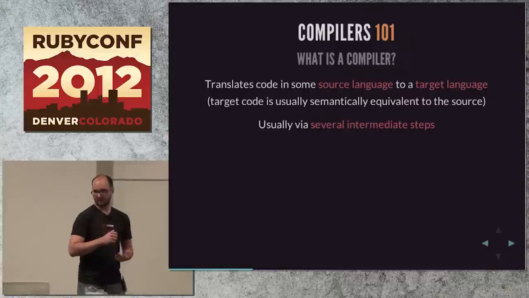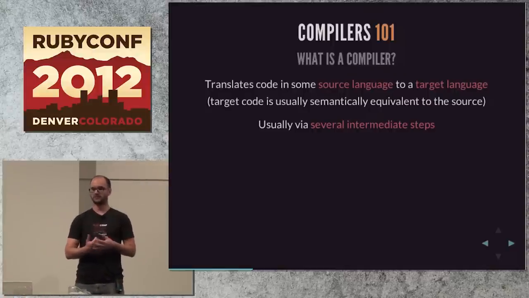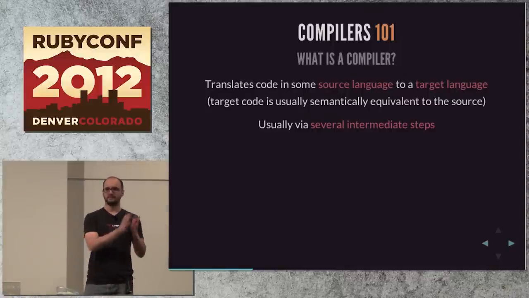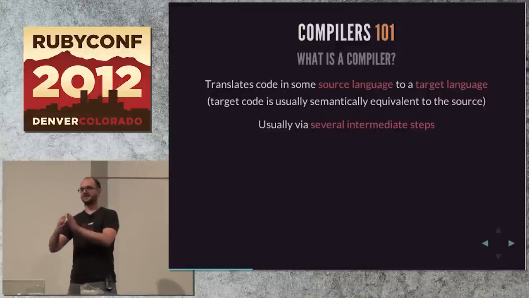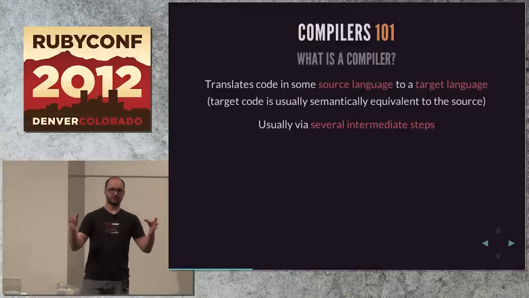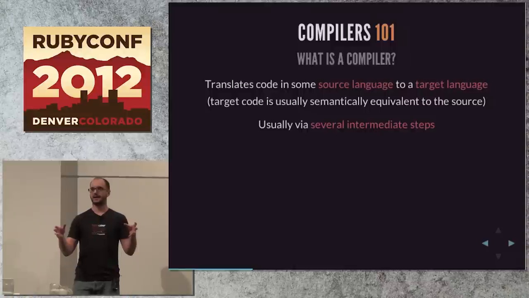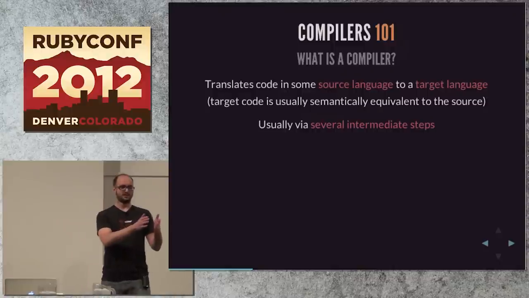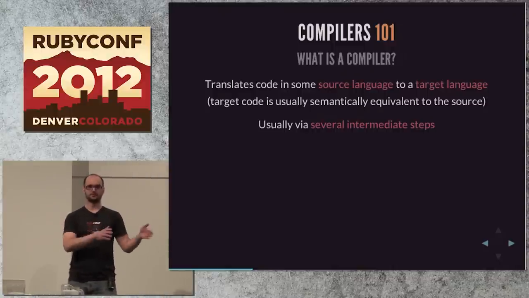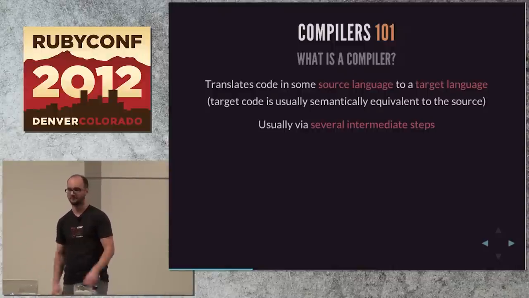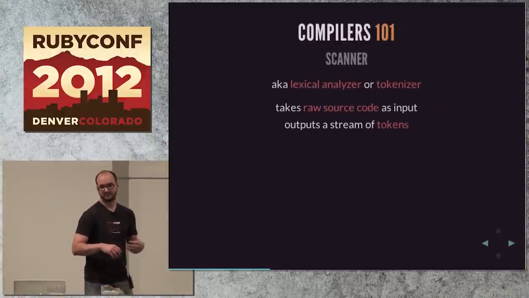First up, what is a compiler? A compiler takes code in a source language, then magic happens, and then out the other end, the target code comes out. The way I like to think of a compiler is as a pipeline with several steps along the way. There are several transformations applied to your source code before it gets dumped out as your target code. And the first step in that process is the scanner.